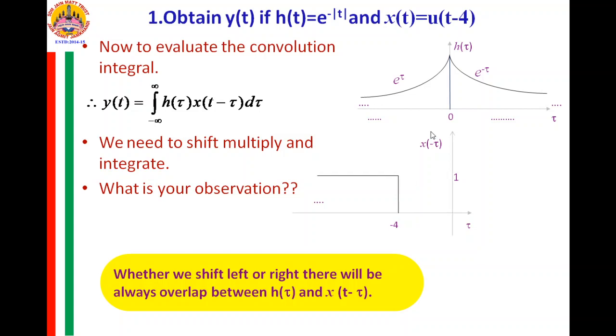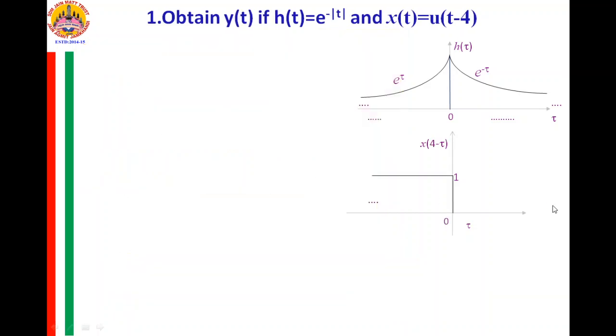So in general, if I shift this x by an instant t, this end is always t minus 4. If you shift this x of minus tau by an amount of t, this end of x of t minus tau can be designated as t minus 4. And you will always observe that the overlapping will be there from minus infinity up to this end, that is t minus 4, whether you shift to this side or to this side.